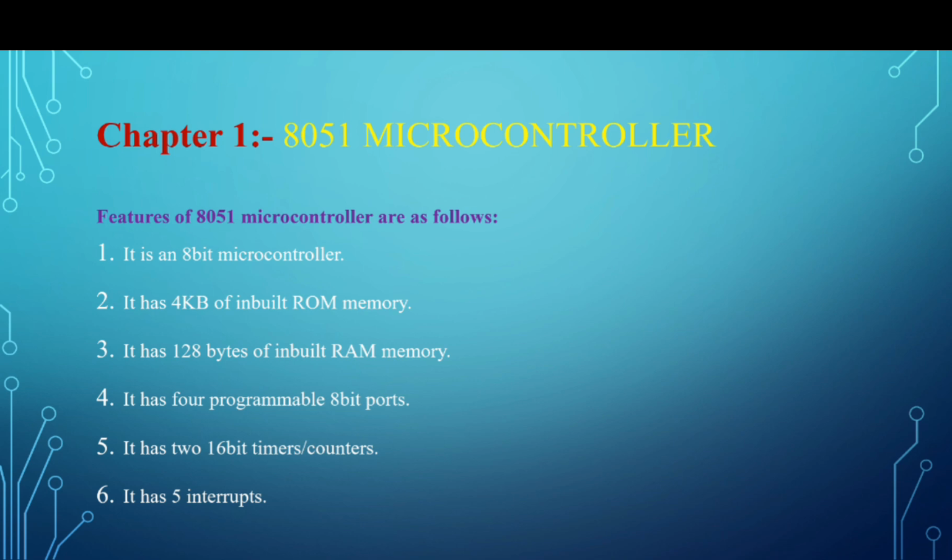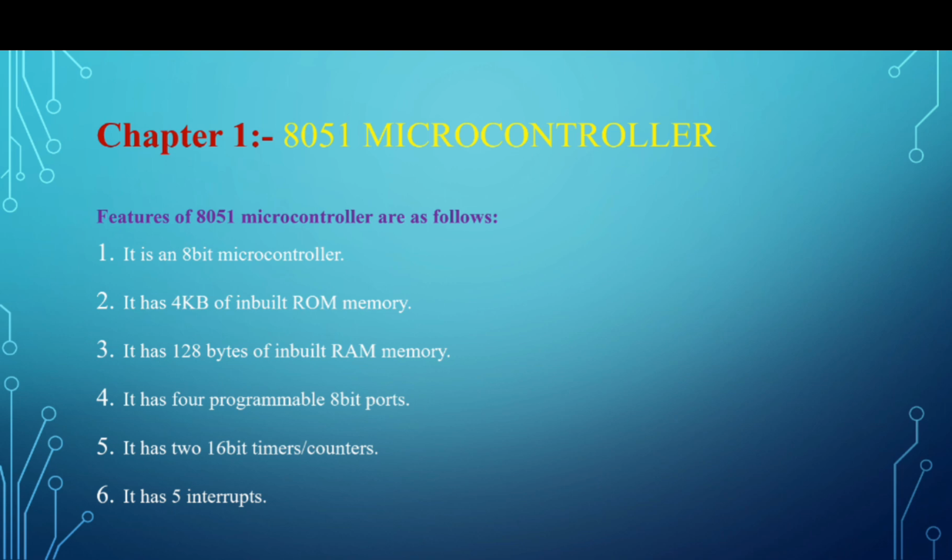It has two 16-bit timers. 16-bit means 2 raised to 16, which is 65,536, so the maximum count is 65,535. My timer can count 65,535 clocks maximum. After that it will roll over and go back to 0. This is called the timer overflow condition. So a maximum of 65,535 clocks can be counted by these two timers.